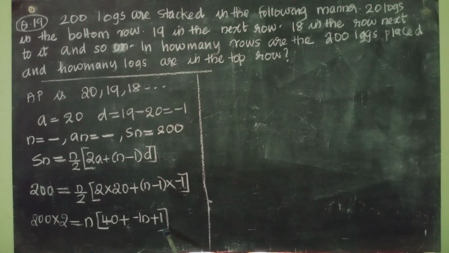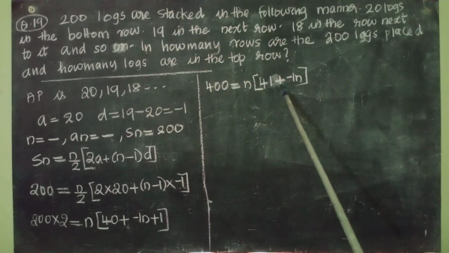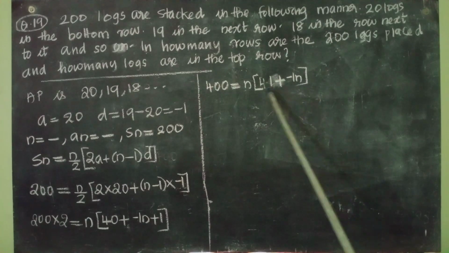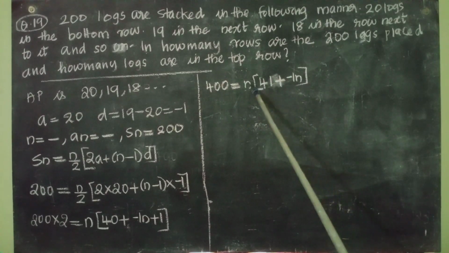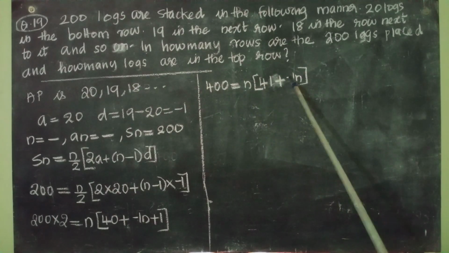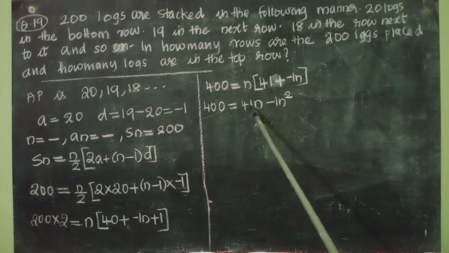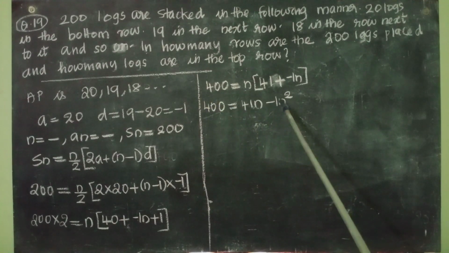It is 41. 200 into 2 we can multiply. It is 400. So we get 400 equal to n into 41 plus minus 1n. This bracket we can remove again. N into 41, it is 41n. N into minus 1n, it is minus 1n square. So we got 400 equal to 41n minus 1n square.